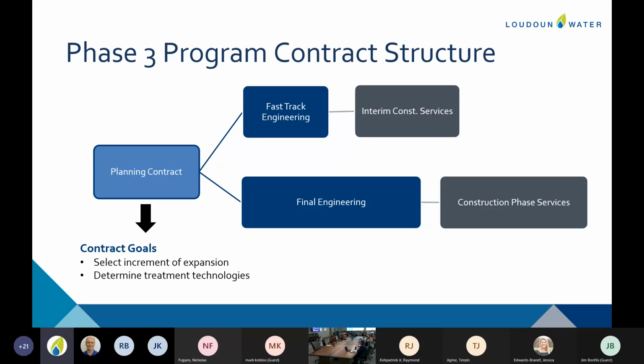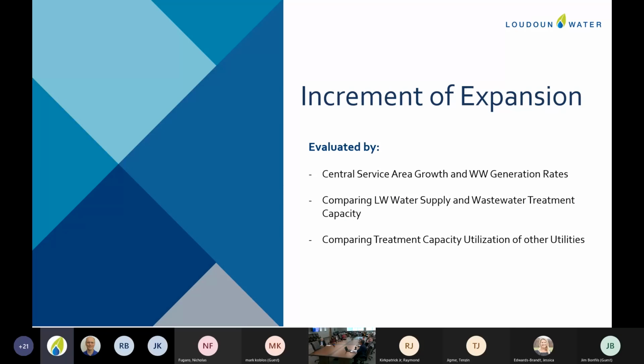The first contract under that was our planning level contract with the key goals of what capacity do we need and what technology should be used in that. We didn't want to make the mistake of building just more of the same without taking a step back and saying, is this still the right thing? Is there something better for us to look at?